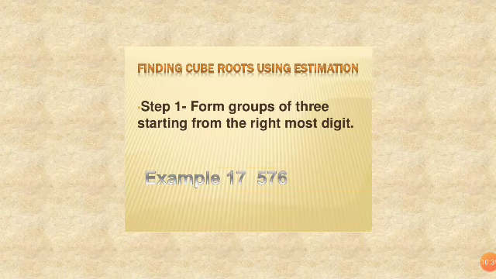Finding cube roots using estimation. Form groups of 3 starting from the rightmost digit. Take 17,576. Already you know finding the square root using estimation. It is the same method for finding cube roots. Take groups of 3: 576 and 17.